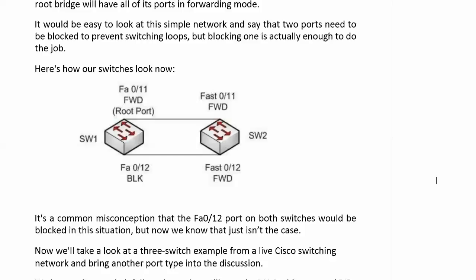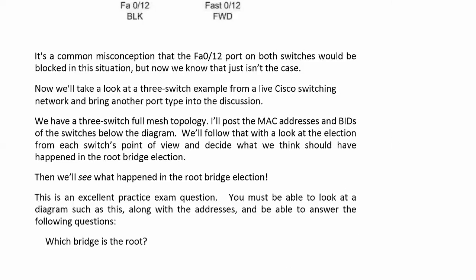Let's tackle our three switch network here, and we've got a full mesh in this one. What you'll see on the next screen are the MAC addresses and the bids of the switches. You might want to jot those down. We're going to follow with a look at the election from each switch's point of view and decide what we think should have happened in the root bridge election. And then we'll see what happened in the root bridge election.